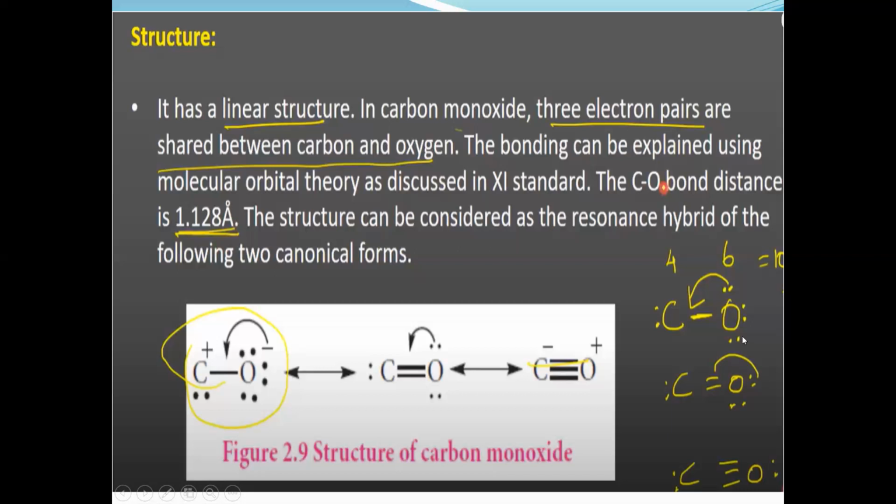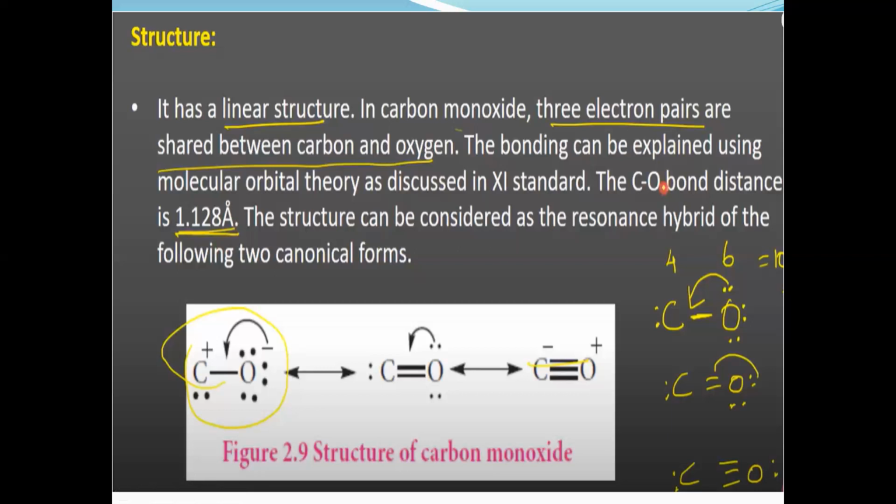So we need to shift this electron. Now in the carbon, 1, 2, 3, 4, 5, 6 electrons only there. So again we need to shift another 2 electrons from the oxygen side. So now the carbon satisfies the octet rule. So 1, 2, 3, 4, 5, 6, 7, 8. So oxygen satisfies the octet rule, and also oxygen satisfies the octet rule. So this is the Lewis dot structure.